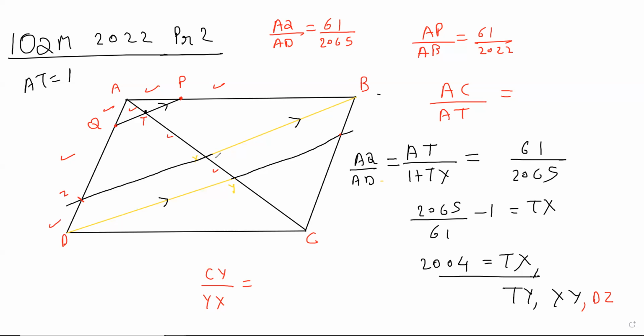I have still not used that this is a parallelogram. So, CY. Any ideas how we can find CY? CY. So if we just start writing things, W. So CY by YX is equal to CW by WB.